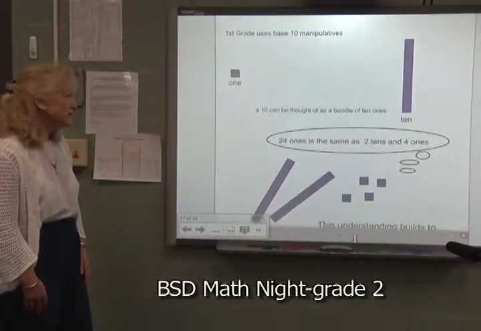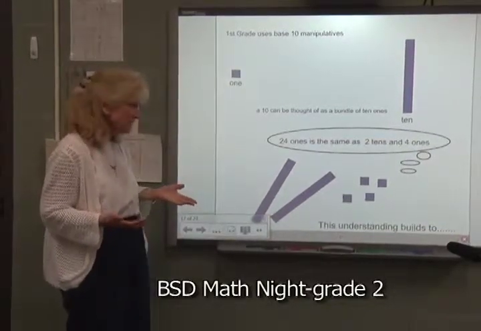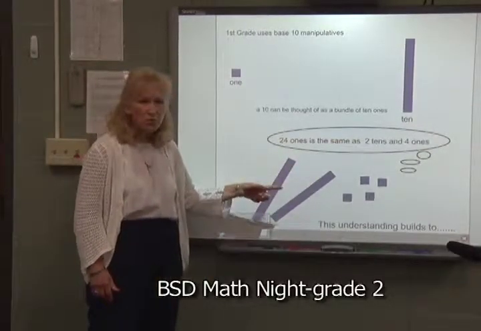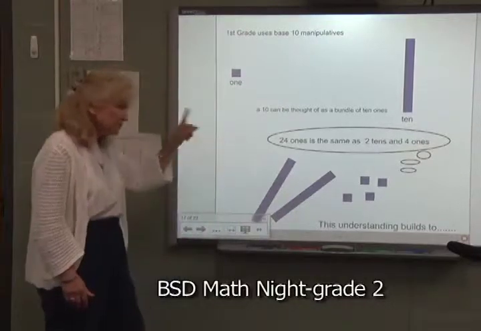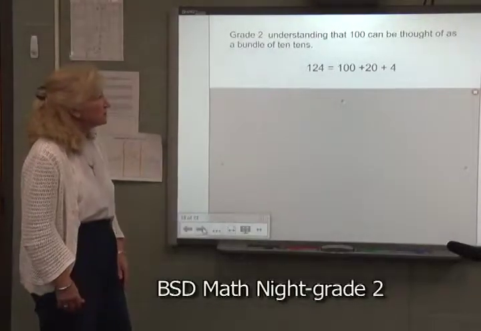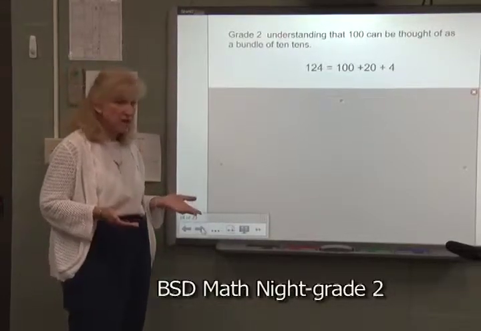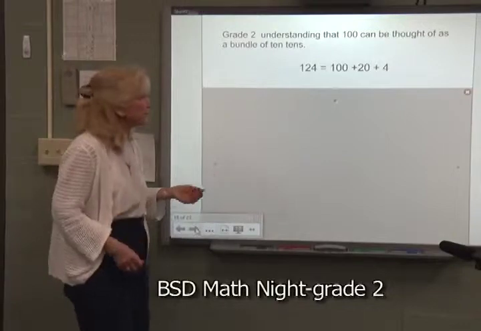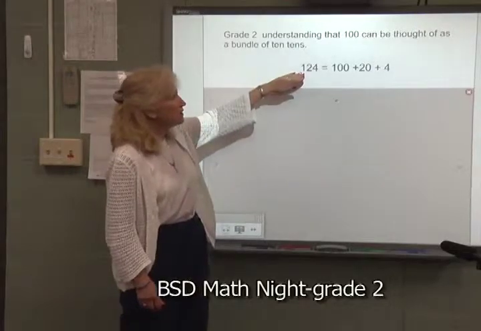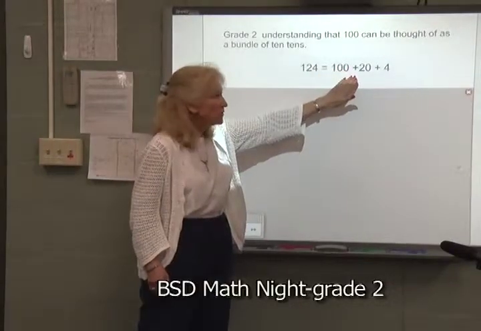24 ones is the same as 2 10s and 4 ones, because a 10 is a bundle. That's one of our benchmarks. This understanding with 10s and 1s in first grade builds to our next grade level. Second grade understands that 100 can be thought of as a bundle of 10 10s, and that is the vocabulary that we use, bundle, group. This is called expanded form, where we've taken the quantity 124, and hear yourself say that, 100 plus 20 plus 4.